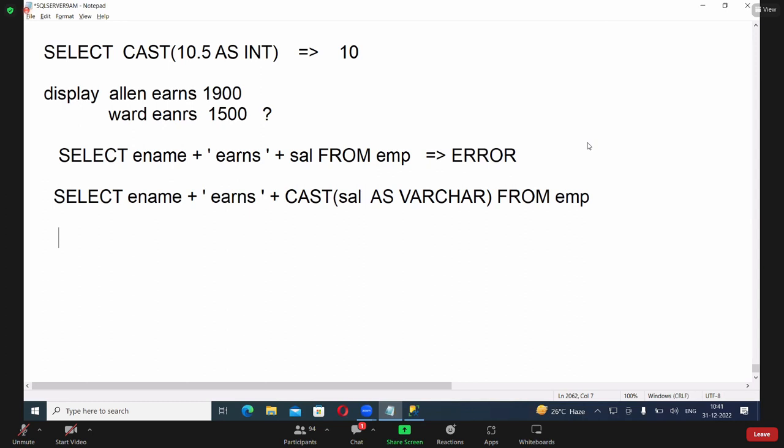But is salary converted to character type in the table? No, only for this query. For this query it is converted to character type, but in the table it is money only. You are not changing the data type. How to change the data type? Alter. In a table, if you want to change the data type, use alter. You are converting; conversion is different from changing the data type. In other languages it is called typecasting.